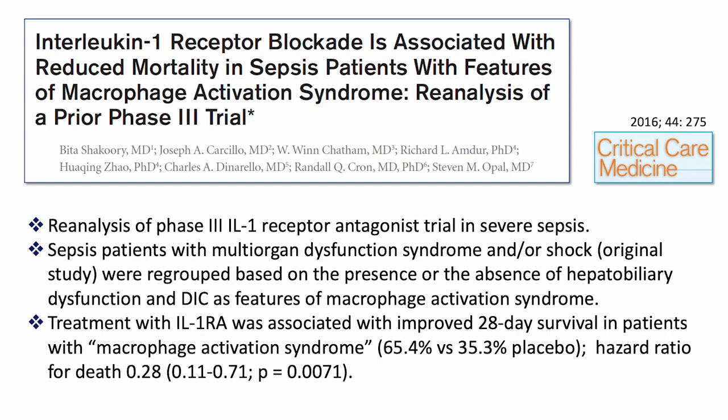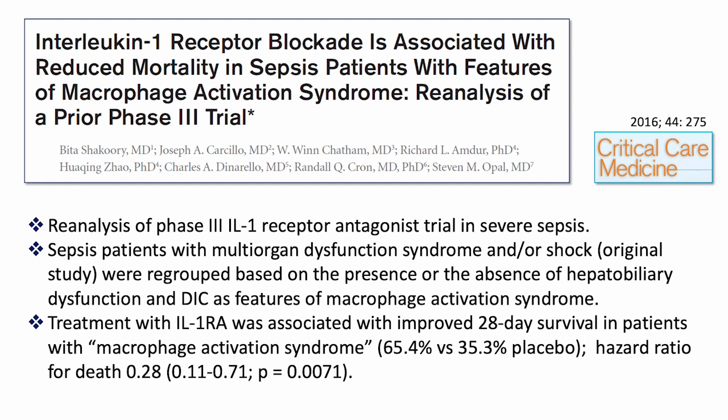Predictive enrichment could also be done in trials seeking to modulate the hyperinflammatory response in patients with sepsis. And this was fueled by a retrospective reanalysis of a clinical trial that was done in the 1990s with interleukin-1 receptor antagonist. In this trial, interleukin-1 receptor antagonist was given to patients with severe sepsis or septic shock, and this trial was totally negative. However, a reanalysis of this trial done in 2016 showed that a subgroup of patients within this trial did benefit from interleukin-1 receptor antagonist treatment.